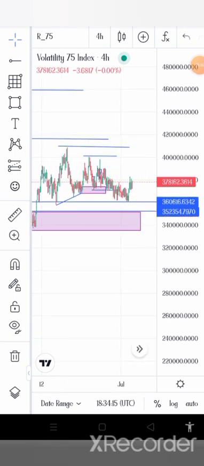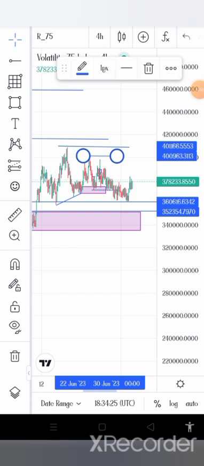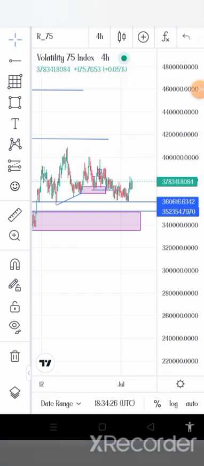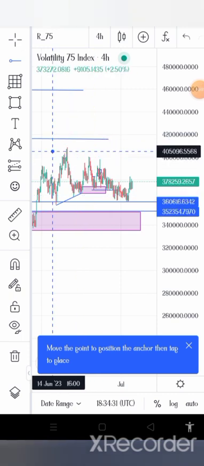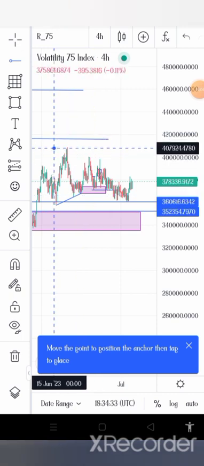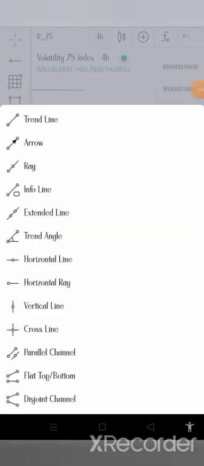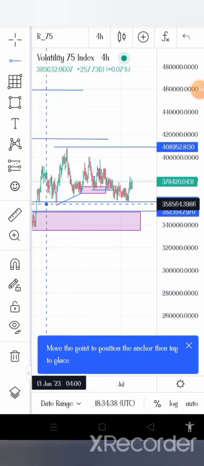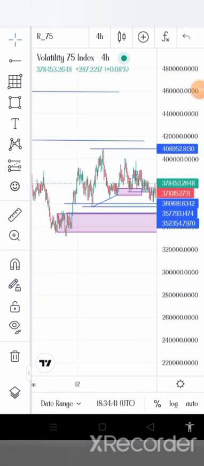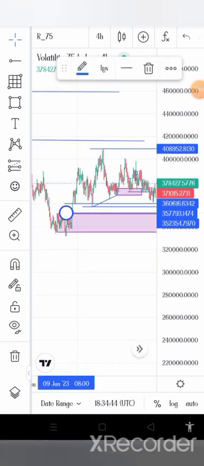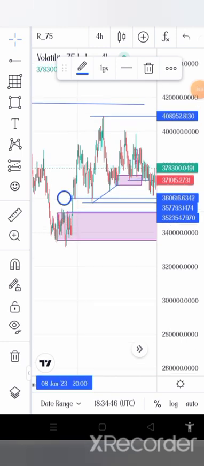Right now it doesn't have a movement, it's just ranging. It's meant to come down and move up, but it's ranging. I told you when it's ranging like this, you find out the high of the ranging or consolidating price. This is the high and this is the low right here. So when you find this out, do this.